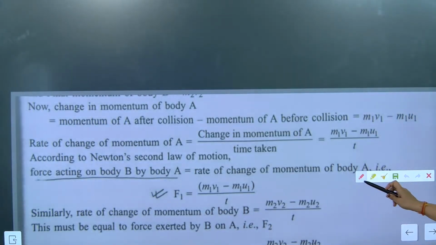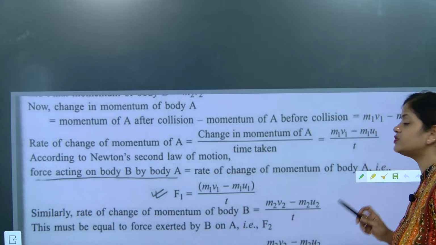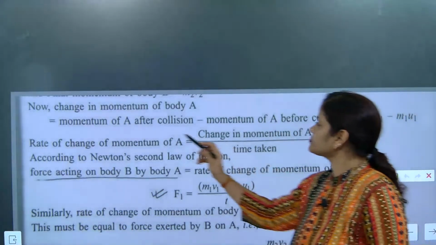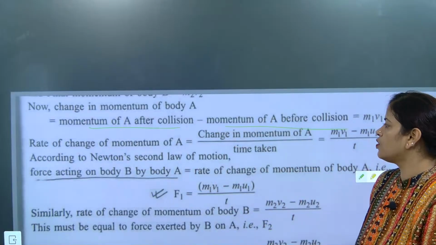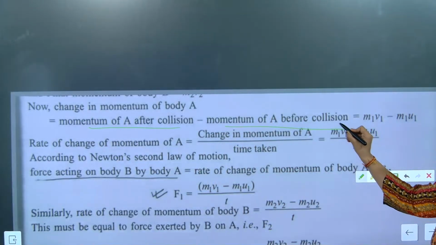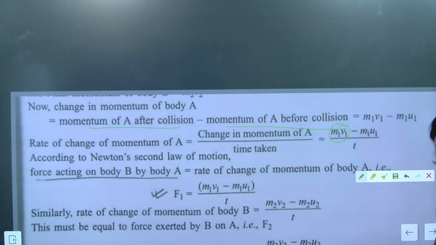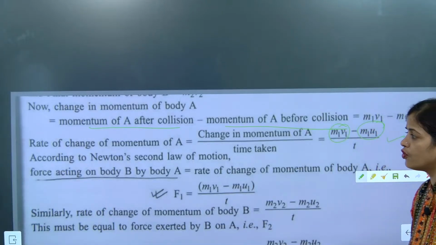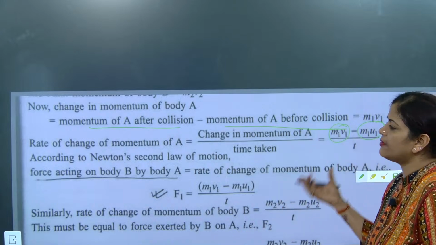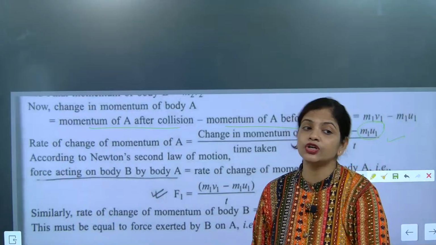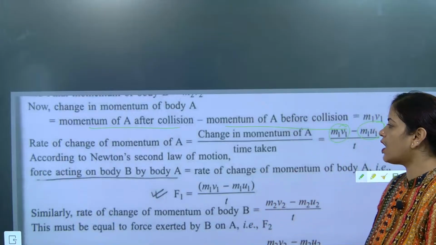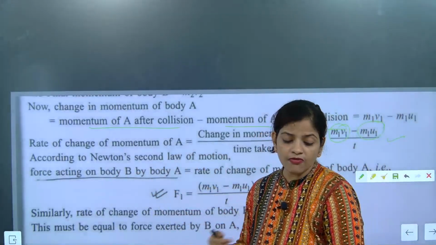Body A, according to us, was the truck. So momentum after collision minus momentum before collision. Momentum after collision is M1 V1, and momentum before collision is M1 U1. The rate of change of momentum by time is nothing but force. So this is the force exerted by the truck. Understood or not?